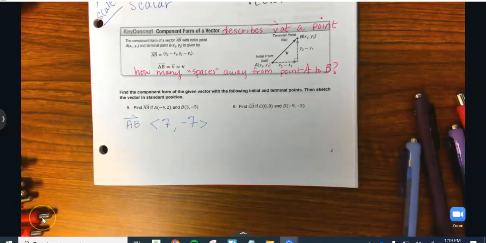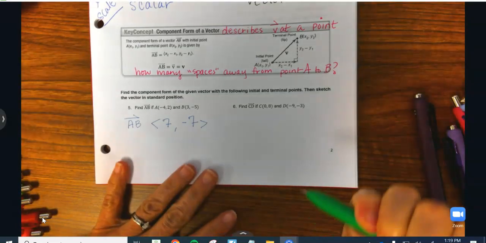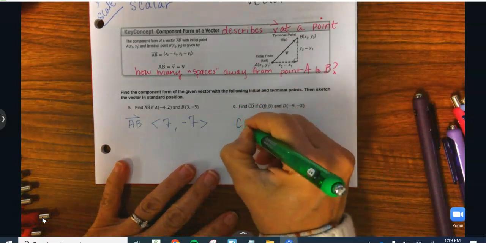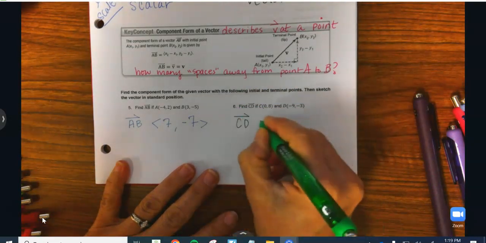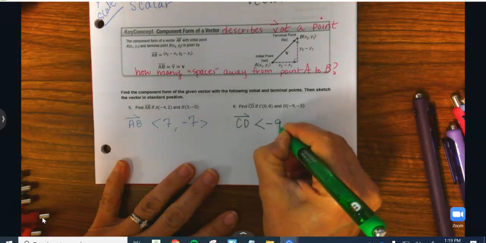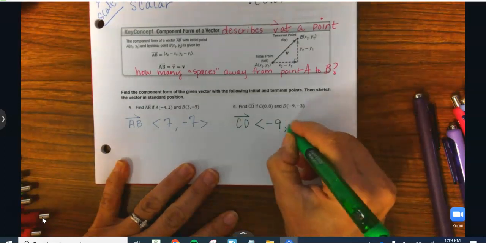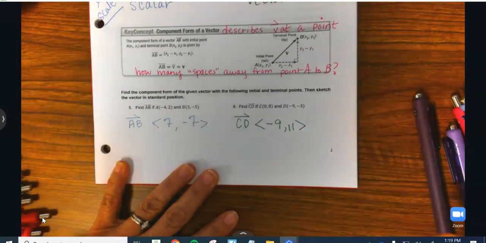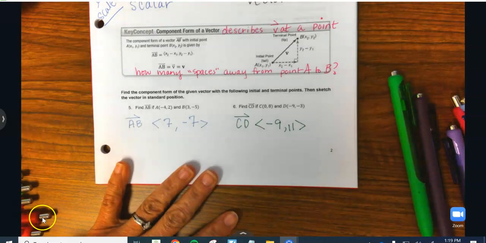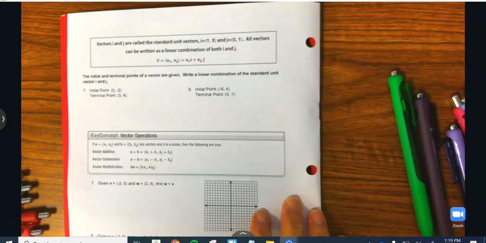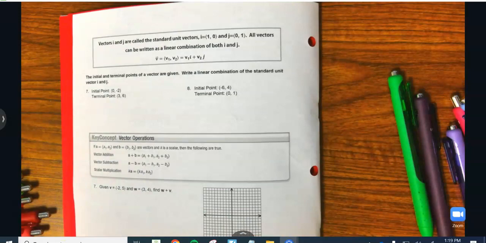Let's go ahead and take a look at number 6. Find CD if C starts at this point, 0, 8, and D starts at -9, -3. All you do is just combine the 0 and the -9, which of course is -9, and then you combine the y coordinates. The y coordinates were 8 and -3. Okay, let's go ahead and look at the next one.